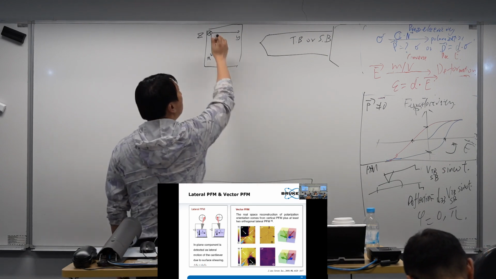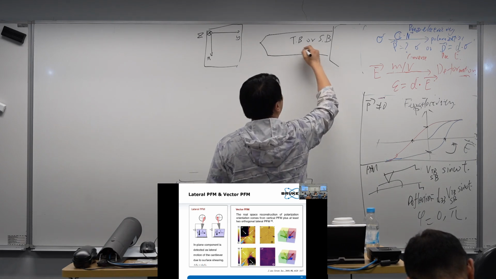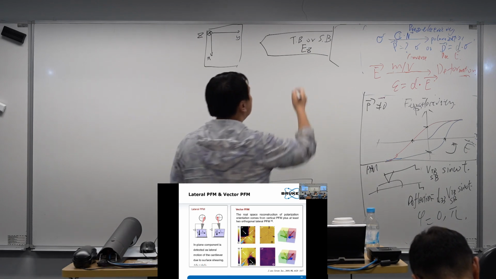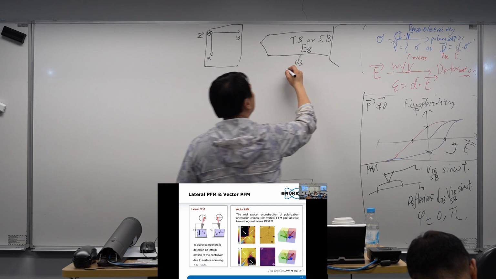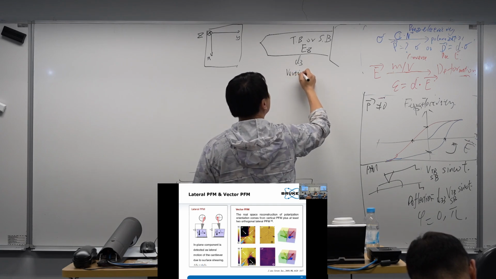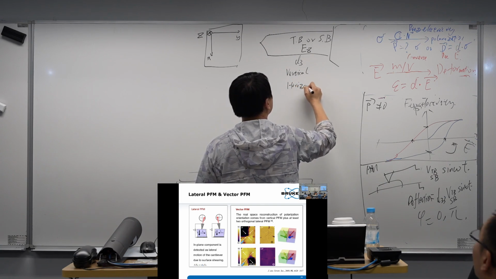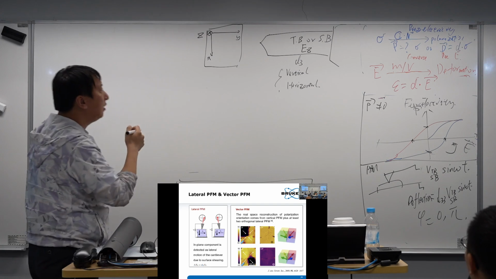Our electric field is in the Z direction, so we apply E in Z. So we only study the D3. And the vertical and the horizontal are the two values we can study.